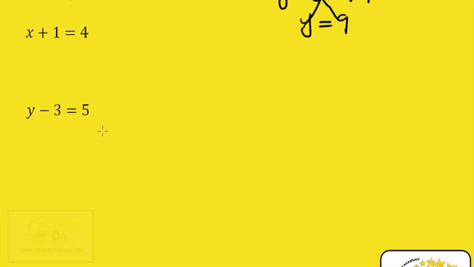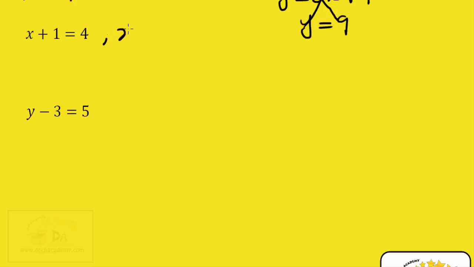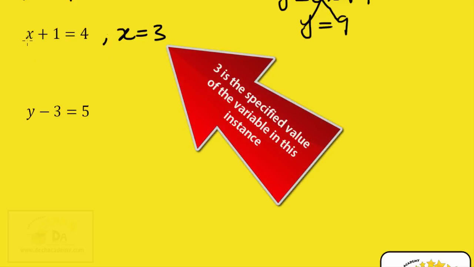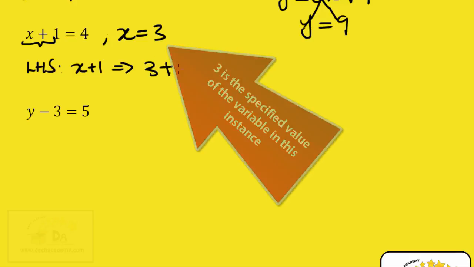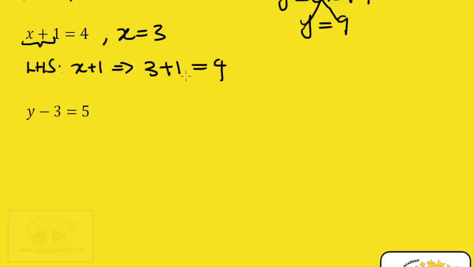Moving on to this equation, x plus 1 equals 4. What value does x take? Because x is a variable, it can take many values. What particular value of x causes this equation to be satisfied? Well, the answer is 3. When x is 3, the left-hand side, this whole term here, which is x plus 1, becomes 3 plus 1, because this is the case where x is 3, which is 4. And the right-hand side is just 4. As you can see, when x is 3, the left-hand side is 4, and the right-hand side is 4.